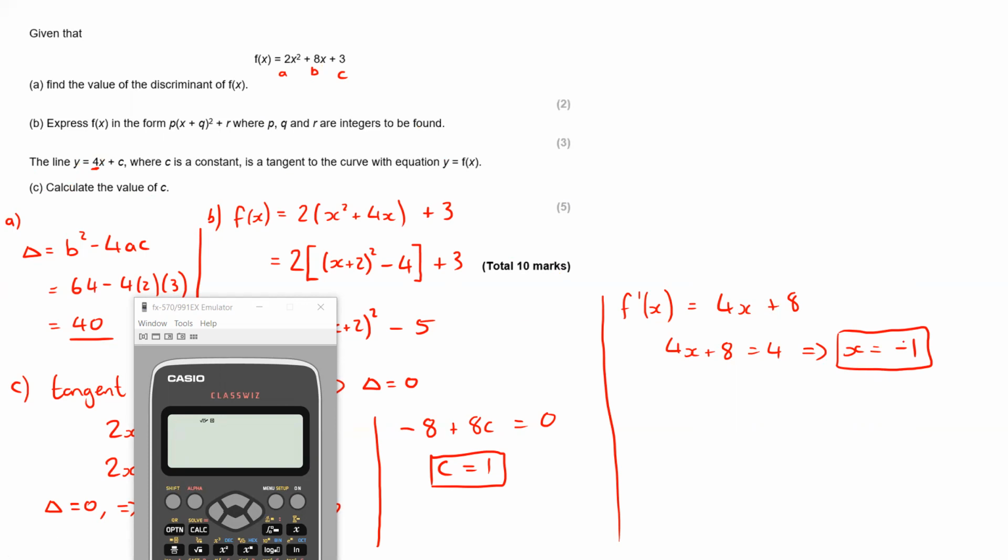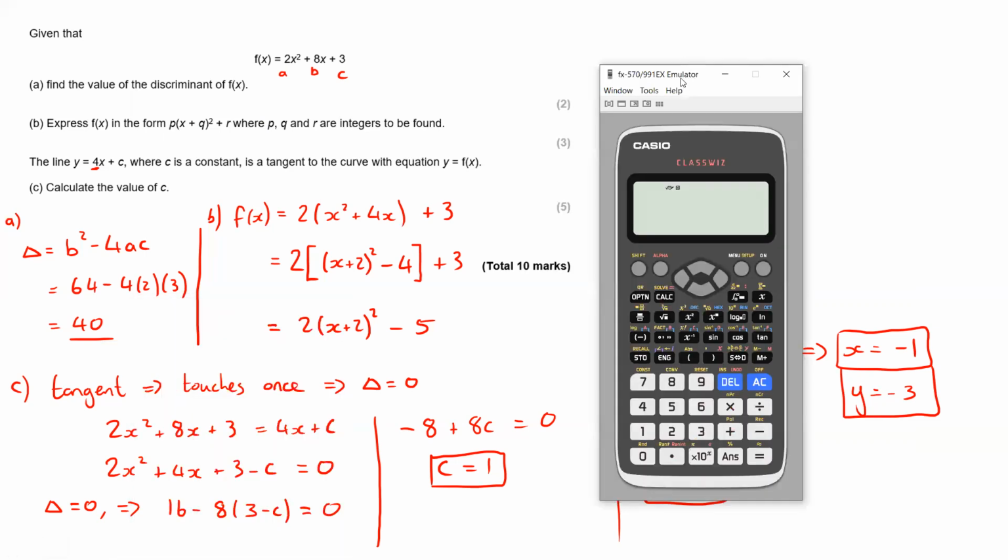So there's a couple of ways of doing this. If I put minus 1 into my original equation, I get 2 minus 8, which is minus 6, plus 3, which is minus 3. So something along those lines. If I put that now into y equals 4x plus c, and if I put these values into here, so minus 3 equals minus 4 plus c, I get that c equals 1. So either way of doing that, absolutely fine. I actually like the discriminant way for this. I found this a little bit nicer, but it doesn't really matter which way you go.